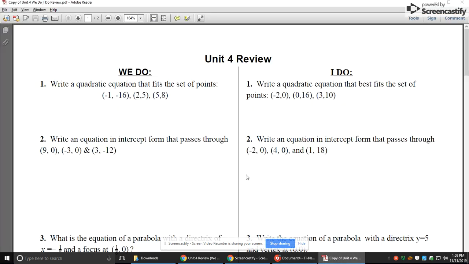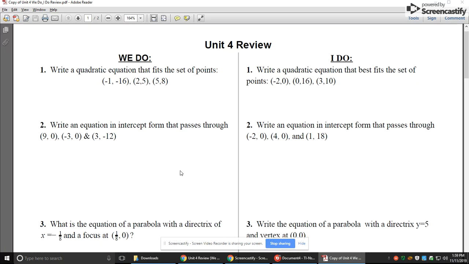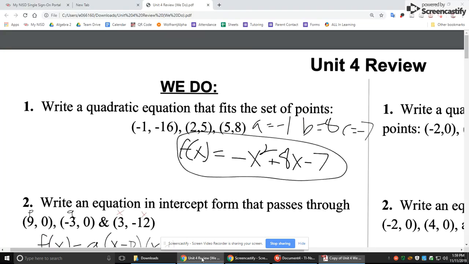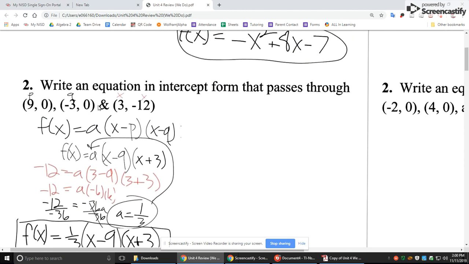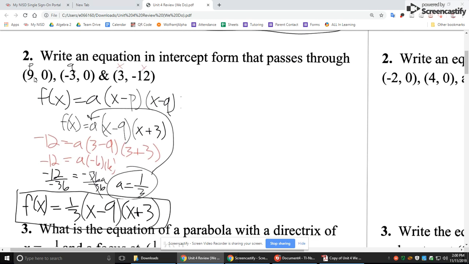And I'm going to talk kind of fast because I only get 10 minutes with this free software. So, number two, write an equation in intercept form. That's important, that it's in intercept form, that passes through these three points. So, if it's in intercept form, you know you're given x-intercepts when the y-coordinate is 0. So, these two are my x-intercepts, meaning these two are my p and q. I'm going to use this formula, a times (x minus p) times (x minus q). And then I plug in this for x and y.